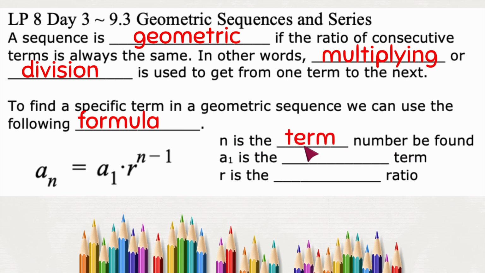So n is the term number being found, right? If I ask what's the 100th term, n is now 100. If I ask you what's the 1000th term, n is now 1000. So this is the one we're going to change to manipulate the formula, to figure out whichever term number we're going for. The first term is not going to change, but sometimes we do have to find it. That's just the first term in the sequence. And r is our common ratio. That's what am I multiplying or dividing by?